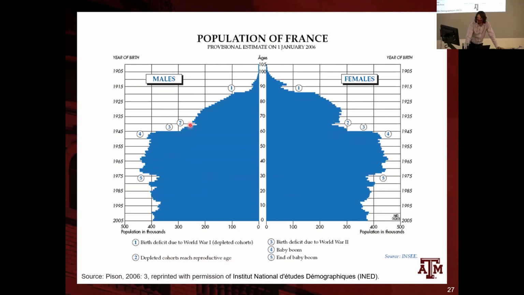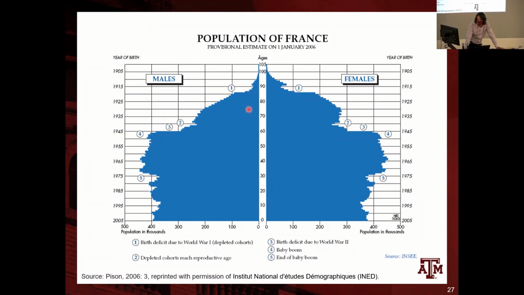Number two, depleted cohorts reach reproductive age. What does it mean? These guys here are the children of these guys here. Right, the number two here are children of the ones here on number one. So since you have fewer people because they died because of World War I, they will have overall fewer children. Number three, birth deficit due to World War II. Then we reach World War II. And then you have all this huge decline here compared to younger generations.